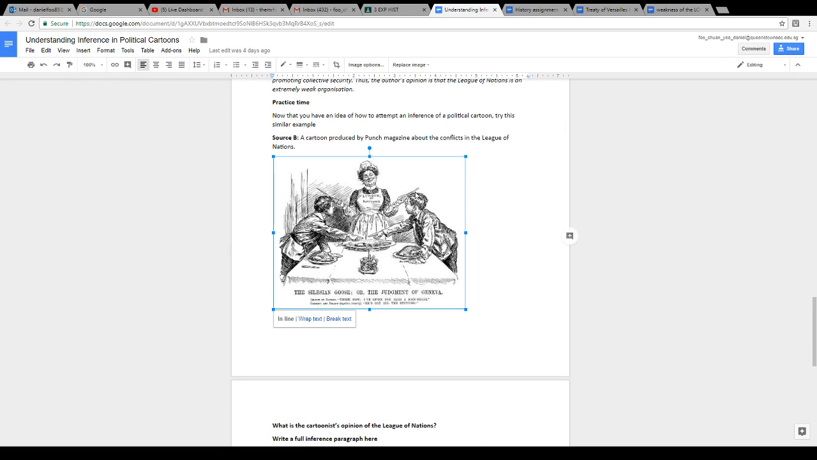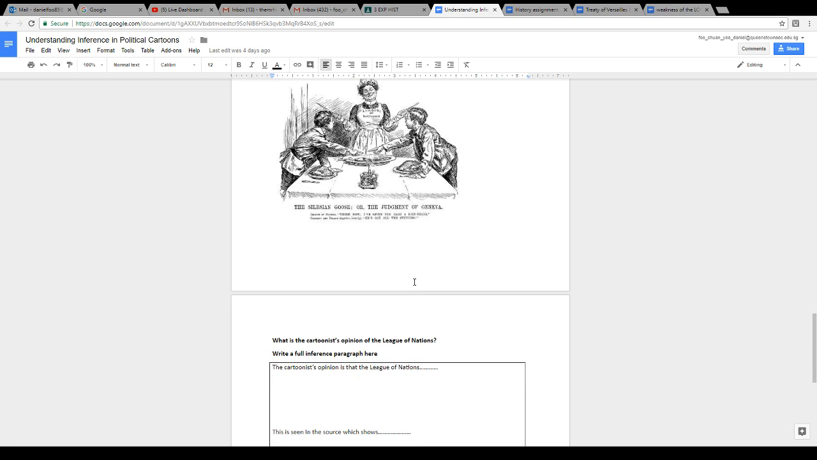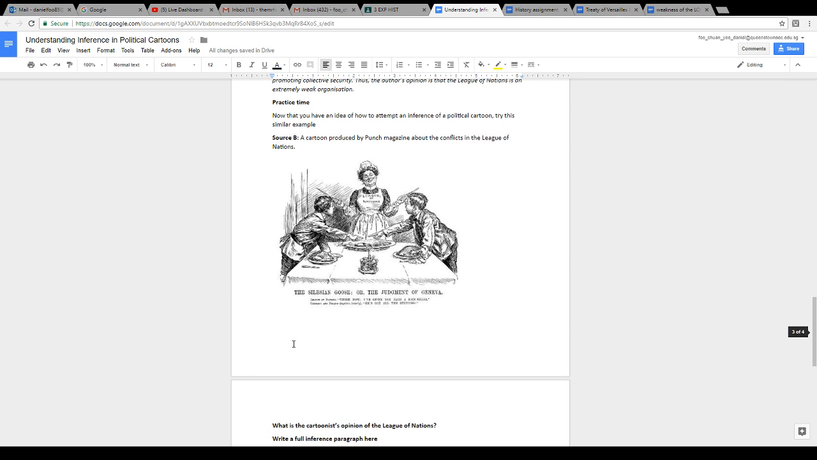For example, this cartoon, okay, ignore the words at the bottom here. Let's say this is produced by Punch magazine about conflicts in the League of Nations. What is your opinion of the League of Nations? Okay, the main subject is the League of Nations. Please be clear that this is the subject. So your inference is about the League of Nations itself and the opinion of it. So you must look at the picture as a whole and find out who the characters are.